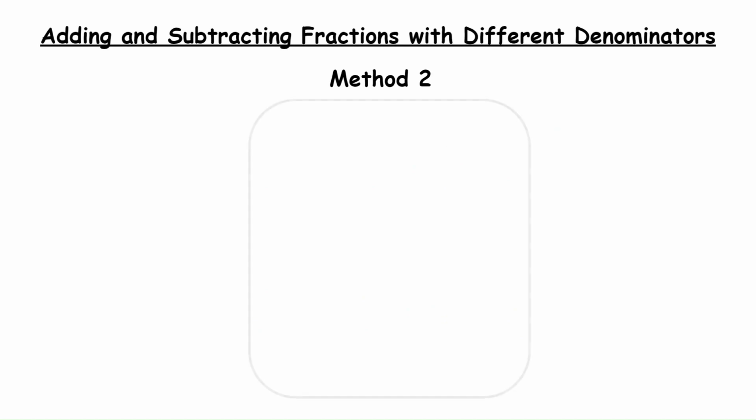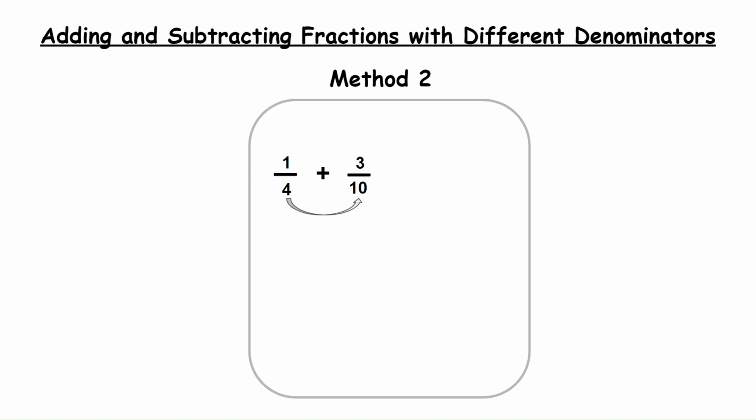Now let's try that second method. In this method, which is commonly known as the butterfly method, we're going to do the same thing as the previous method, where we create a denominator for our final answer, which is done by multiplying both denominators. So 4 multiplied by 10.